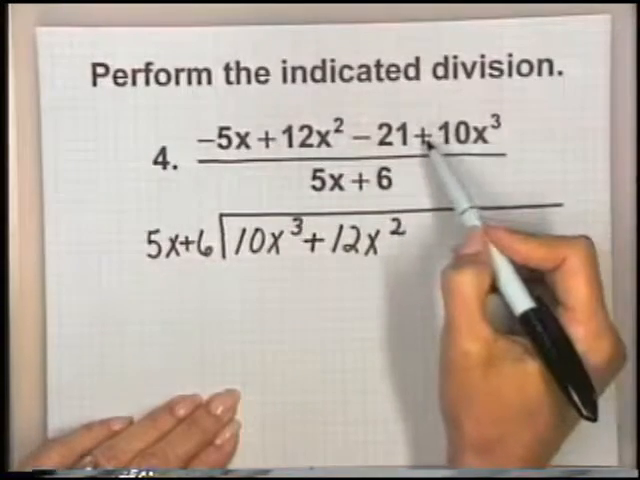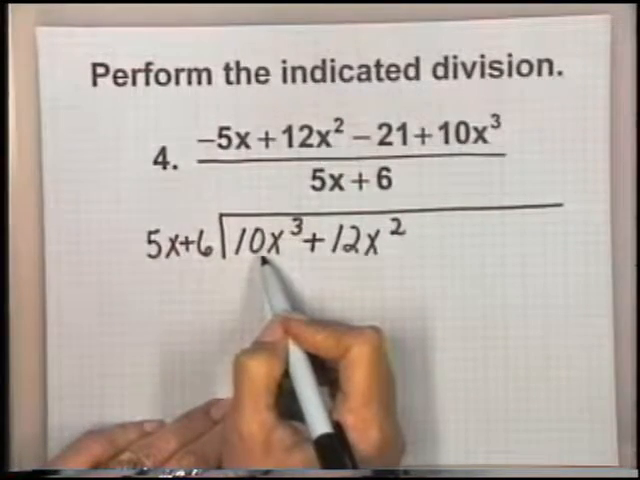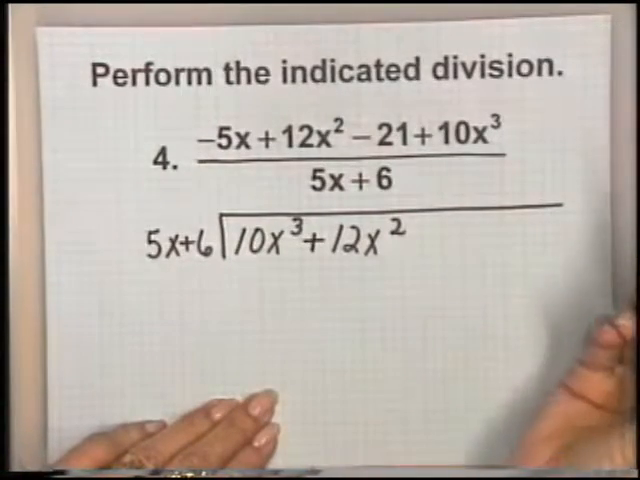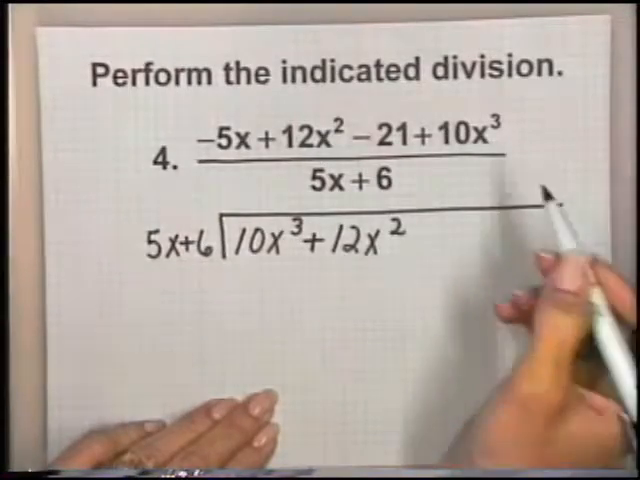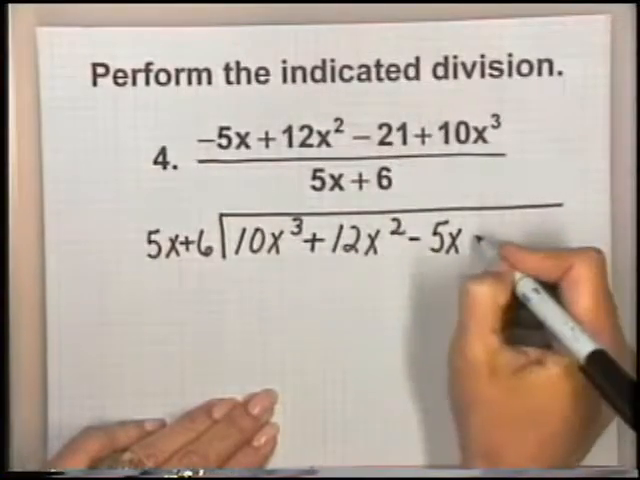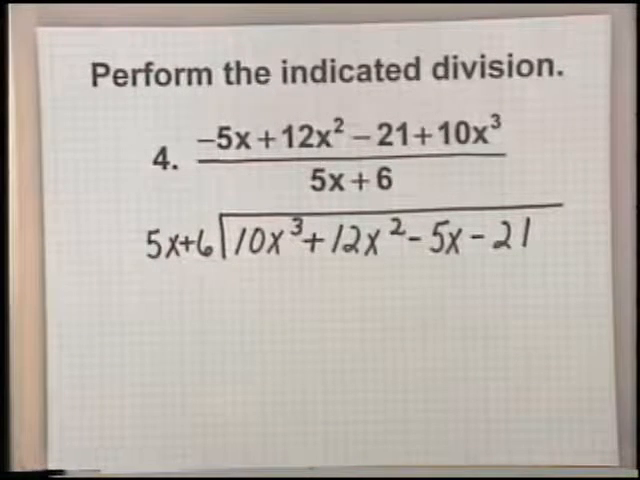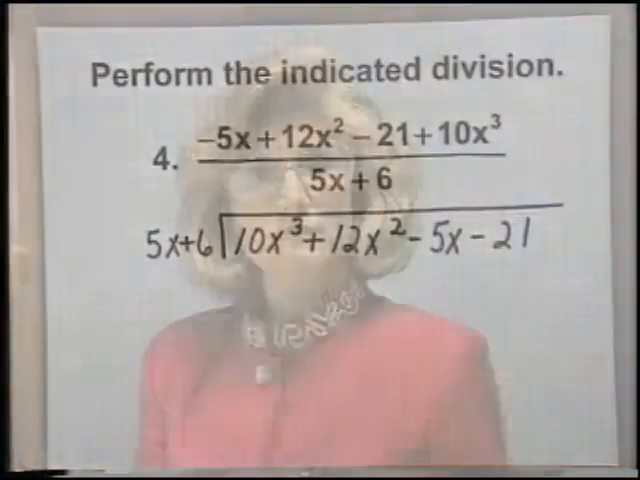Notice that I take the signs with my terms. Of course, I didn't have to write the plus with the 10x cubed because the 10x cubed was the first term in the dividend. And if there's no sign, it's understood to be plus, isn't it? Which term do I want next? The minus 5x. And last, I want my constant, minus 21. So first we have to make sure that we've written the divisor and dividend in the correct order. Next, we'll follow our 4 steps. What were those 4 steps? Divide, multiply, subtract, and then bring down the next term.